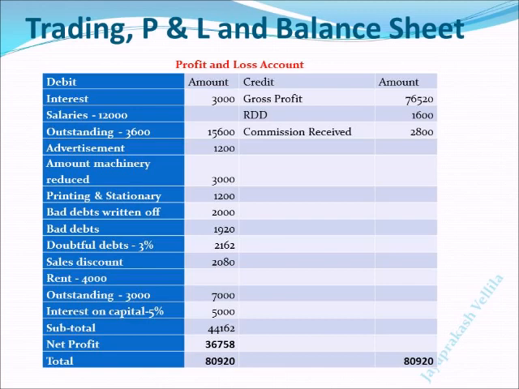Now adding both sides we get credit side 80,920 and debit side 44,162. Debit side is less than credit side, so it is again a profit. Now net profit is 80,920 minus 44,162, which is 36,758. Now you understood that the company is in profit. The company has a net profit of 36,758. We will see again in the next video to calculate the balance sheet. See you.